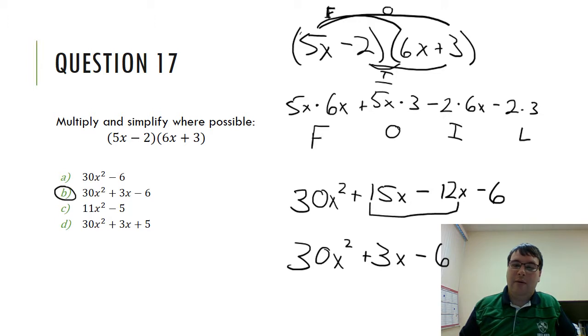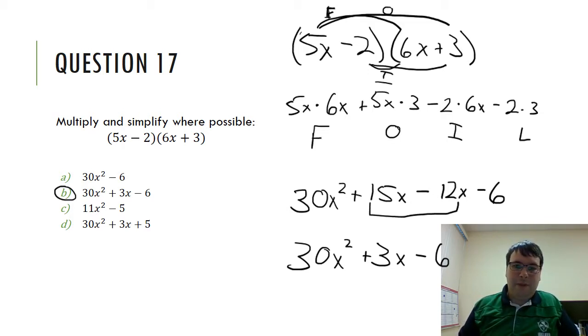I, which is going to be your inner terms. So that's going to be minus 2 times the 6x. And then your L, your last terms of the binomials, will be a negative 2 times 3. So this is FOIL. Now let's just simplify it. Let's see what we got.